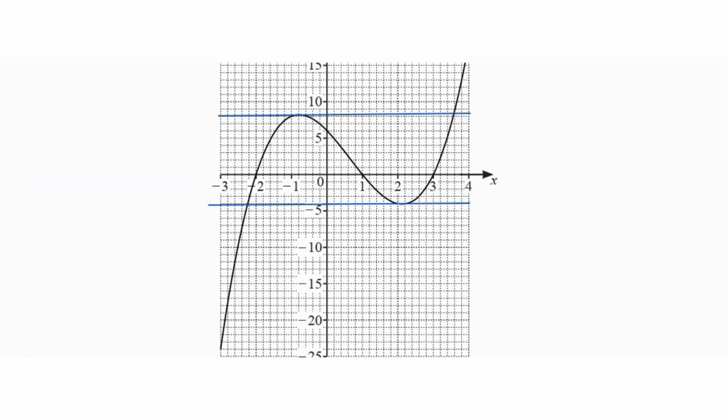So over here, y is 8 or like 8.2, and over here y is, I would say, negative 4.2, somewhere around that. So these are the 2 values where your cubic graph equals k. So k can either be 8.2 or negative 4.2.